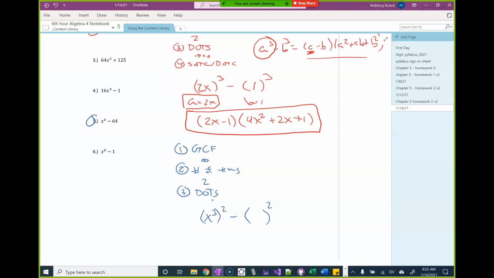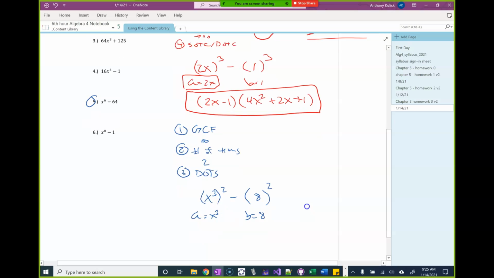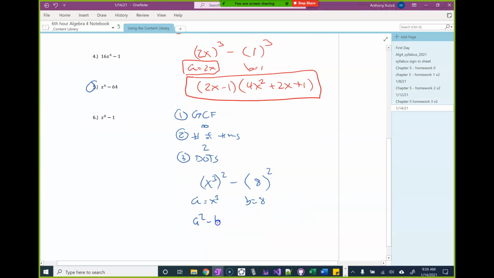64, I recognize as just a perfect square number, right? 8 squared is 64. So here my a is x cubed and my b is 8. So when I apply my difference of two squares factoring pattern, I get x cubed minus 8 and x cubed plus 8.